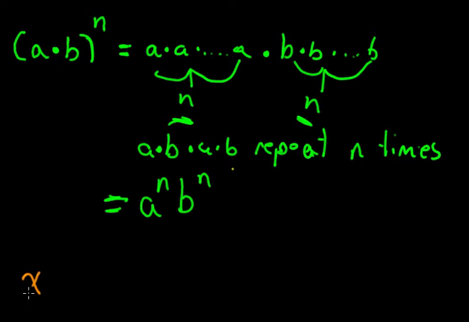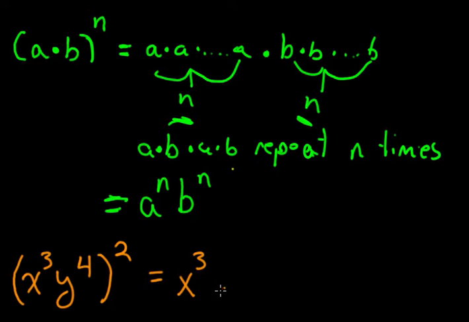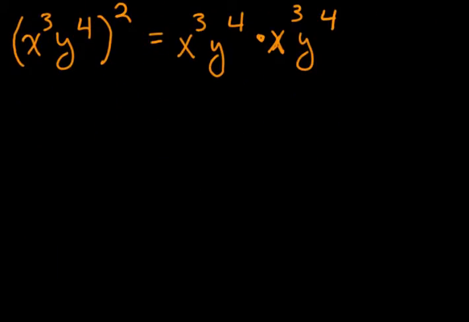So I'll say x cubed y to the fourth. We're going to square that. So that's the same as saying x cubed y to the fourth times x cubed y to the fourth. We rearrange this. Let me move it up to the top of the screen here. We'll rearrange this, and we get x to the sixth, y to the eighth.